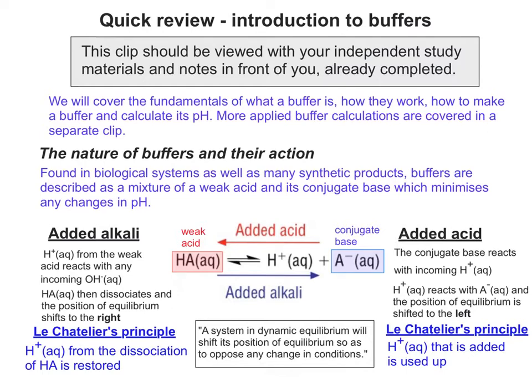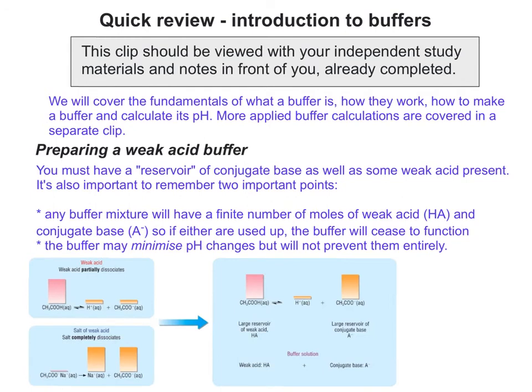So let's now have a look at how you might prepare a buffer based on a weak acid. To prepare a weak acid buffer, you must have a reservoir of conjugate base, as well as some weak acid present. It's also important to remember that the buffer will have a finite number of moles of each, so if either one happens to be used up by the addition of excess acid or alkali, the buffer will cease to work. And although the buffer might minimize pH changes, it won't prevent them entirely.